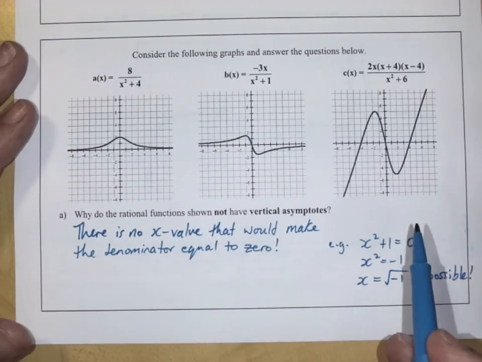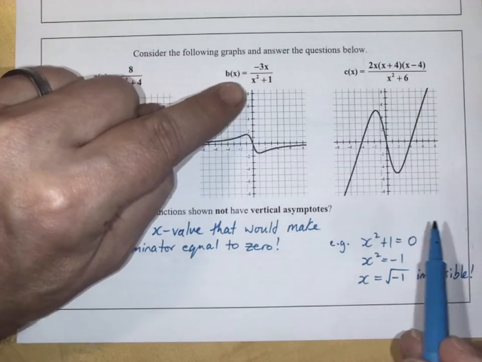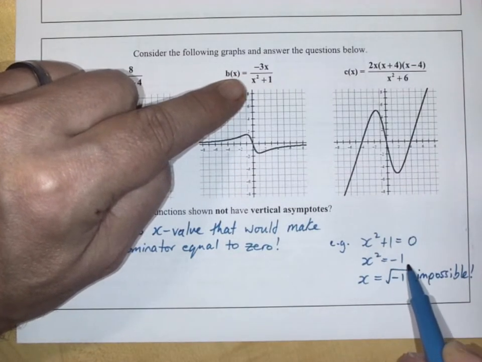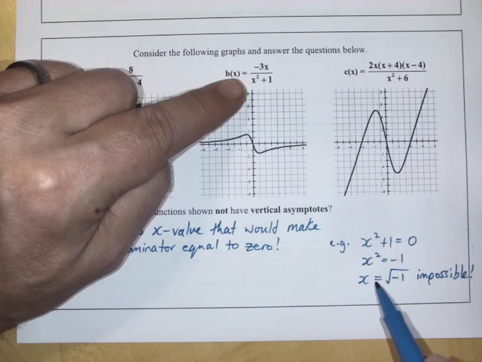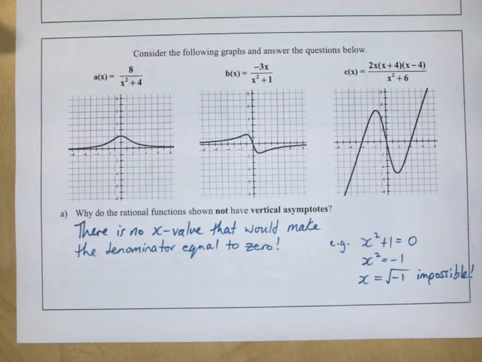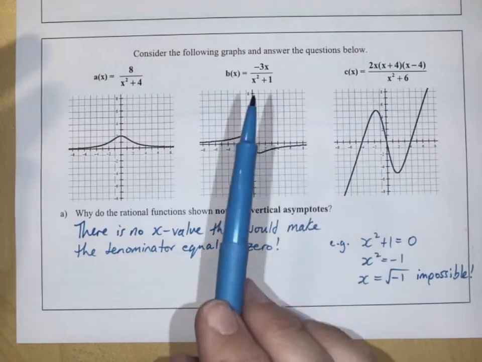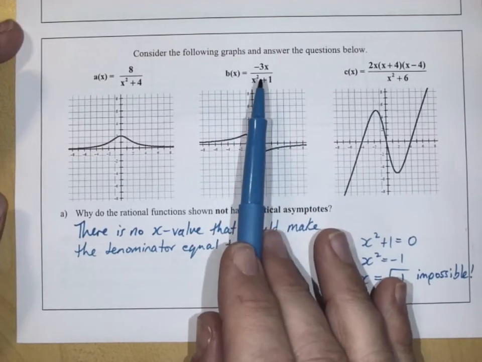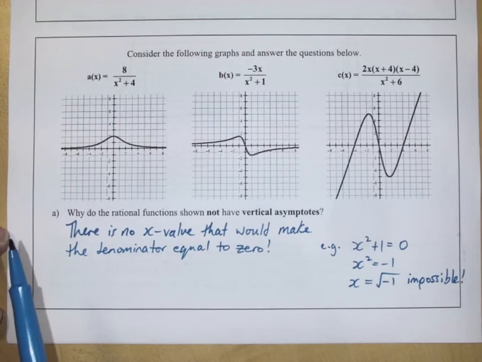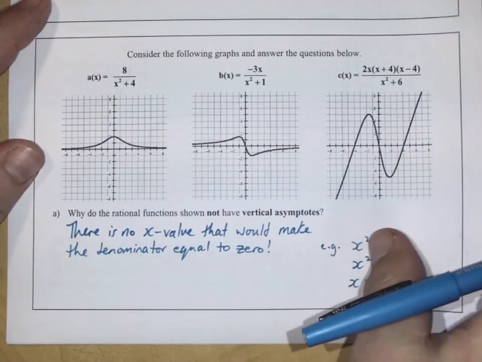So if I tried to solve, say, this one, b, x squared plus 1 equals 0, x squared must equal negative 1. x has to equal plus or minus the square root of negative 1, which is impossible. You can't take the square root of negative 1, which tells me that there is no possible vertical asymptote here. It is impossible to get a vertical asymptote there.